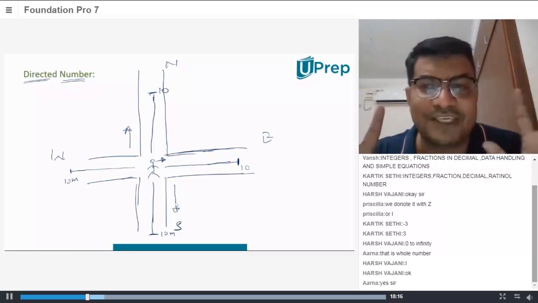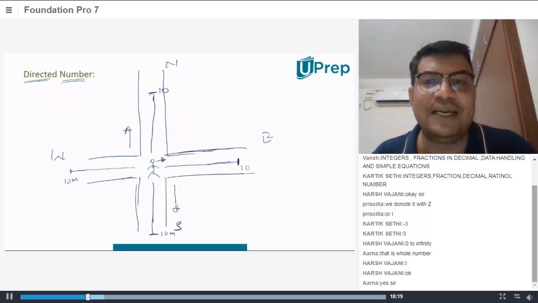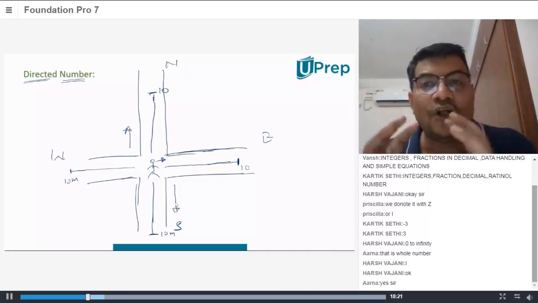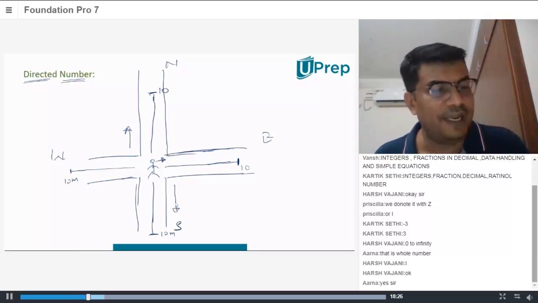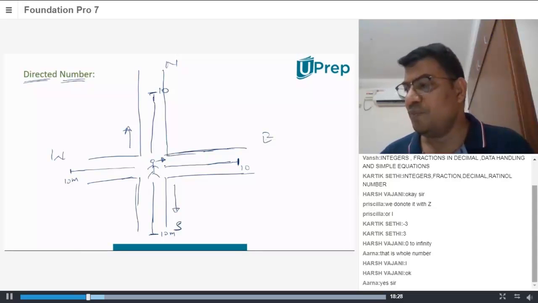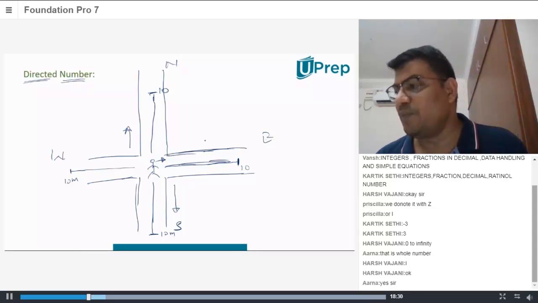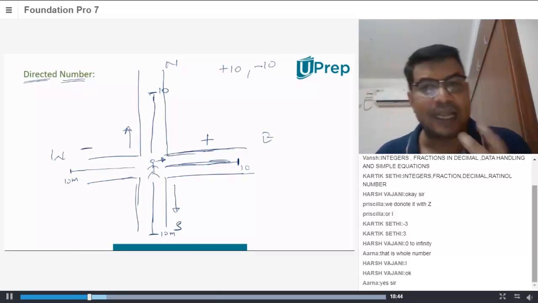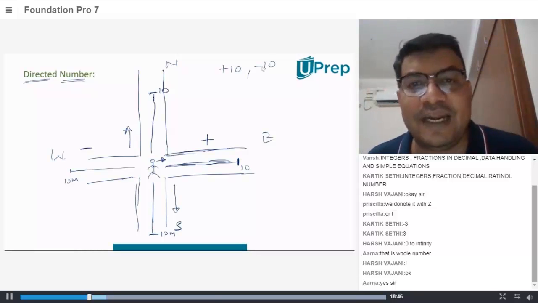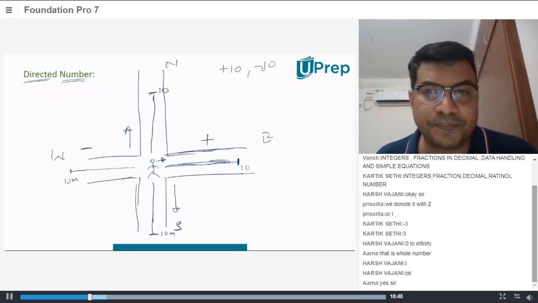No one will ask you the definition, so don't worry. What you need to understand is that anything that can be represented on the oppositeness of a number is called a directed number. If I take this direction as positive, then the opposite of that will become a negative direction. If positive 10 is there, we have minus 10. So a number that can be both positive and negative is a directed number.